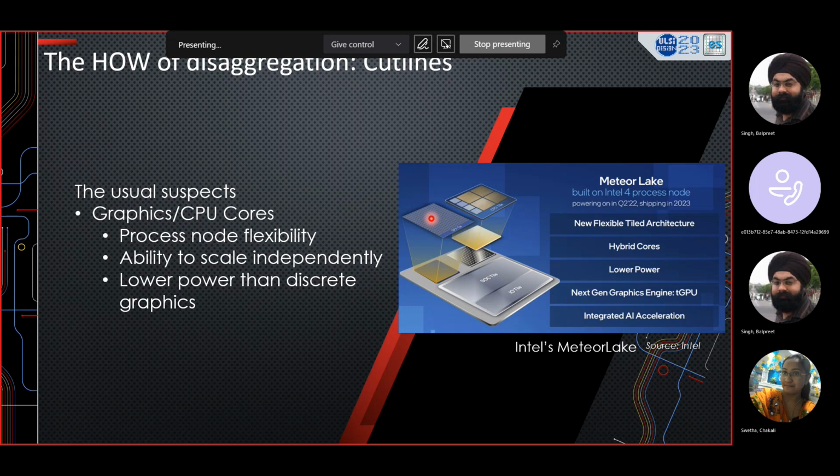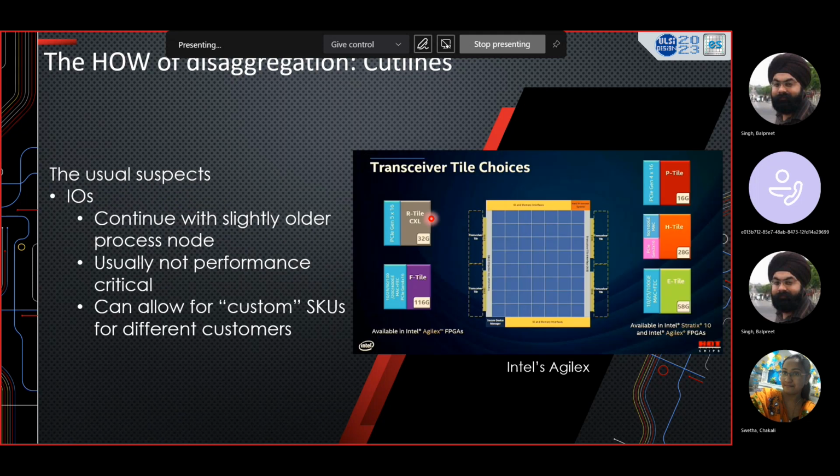So the final point over here is, when you talk about GPU cores, why does it make sense to have a GPU core as one of the dielets? It is because if you had a discrete graphics card, that's going to take a lot more power. The overall power envelope of the solution becomes a lot more than if it was inside within a package. So again, these considerations make graphics and CPU cores one of the usual suspects for having a disaggregated solution in a disaggregated dielet, let's say.